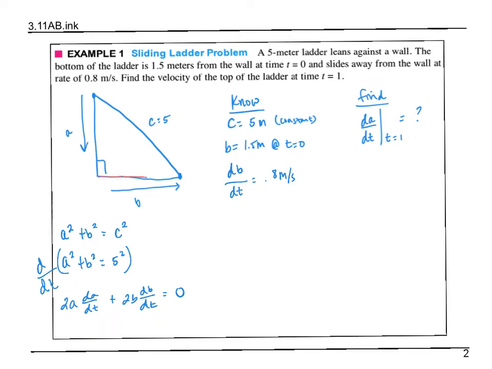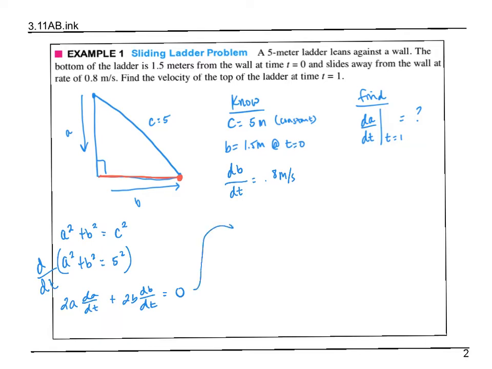right, this value right here, the bottom of the ladder is moving to the right, and it's specifically moving 0.8 meters every single second. So therefore, at 1 second, the base is now 2.3, because I did 1.5 plus 0.8. And if I wanted to know at 2 seconds, then it would be 3.1. And then it would be 3.9, etc. So every second, we add 0.8 meters.